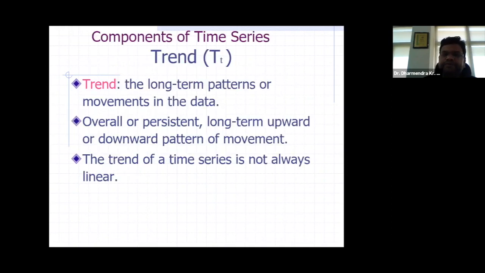So as I have told you, these are the components of time series. Trend is nothing but the long-term fluctuation, the long-term tendency of data to increase or decrease. Overall it is persistent, long-term upward. If you want to make long-term forecasting, then we go for the trend. And it is not always linear. It may be quadratic or exponential.